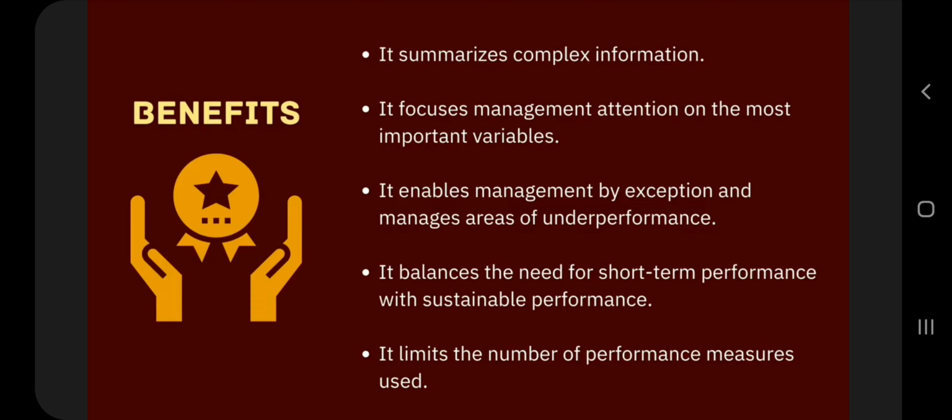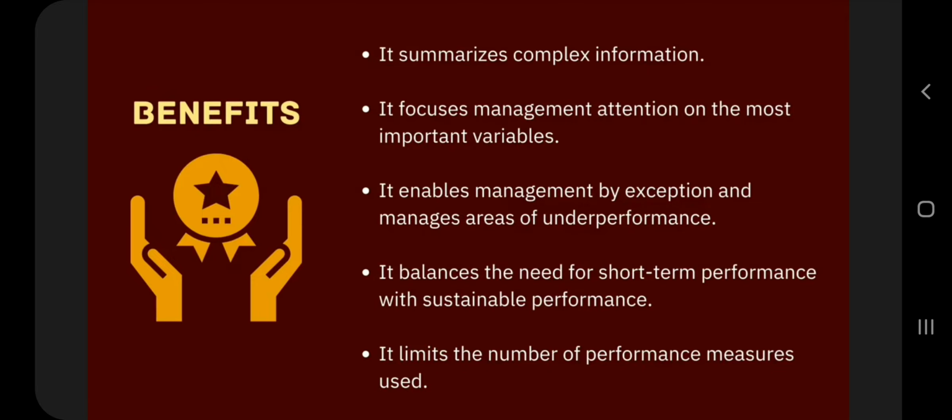And our last benefit, it limits the number of performance measures used. This is somehow related to the first benefit, which is the summary of complex information. Nowadays, organizations seldom get bothered because of lack of information. On the contrary, they often have to deal with more information than what they really need. BSC can help managers concentrate on only a few key factors so that they can minimize information overload and make the right decision at the same time.